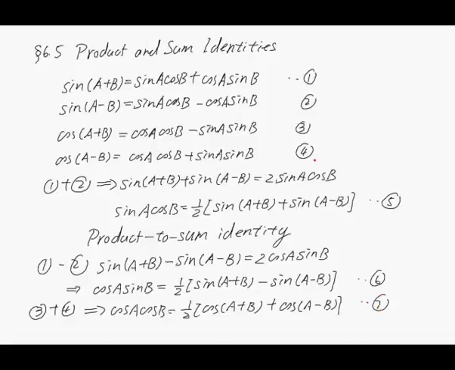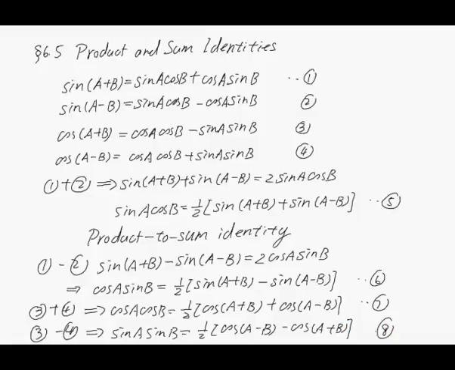And then if we use 3 minus 4, we get sine A times sine B equal to 1/2 times cosine of A minus B minus cosine of A plus B. Let me call this identity 8.